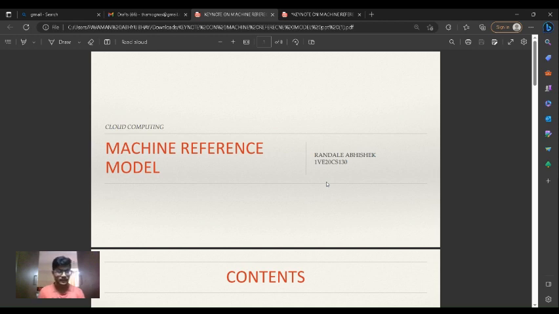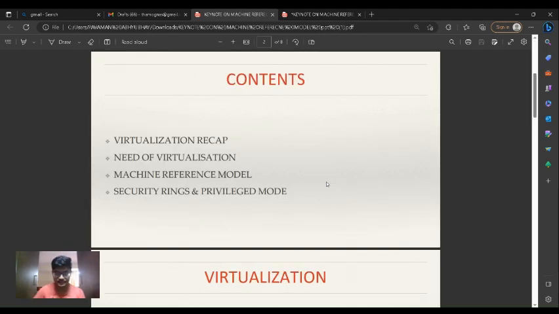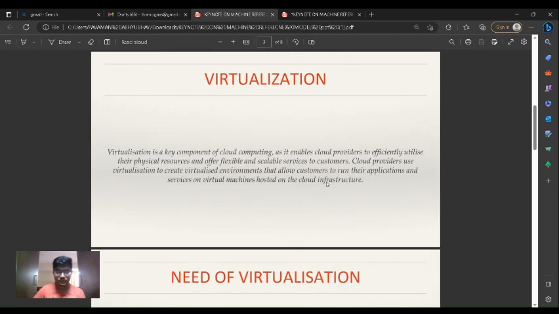So in cloud computing today we will discuss the machine reference model. So here are the contents we are looking at today: virtualization recap, need of virtualization, machine reference model, security rings and privilege mode.